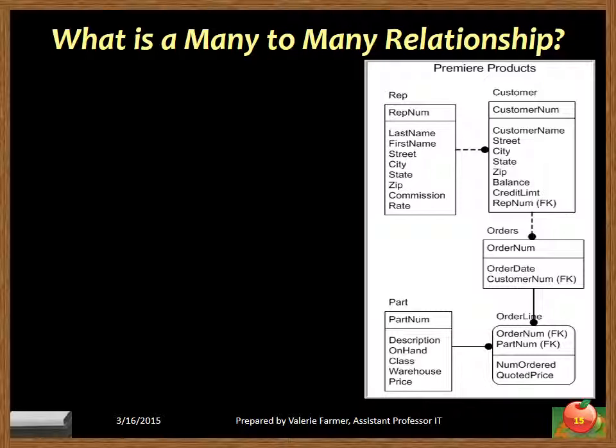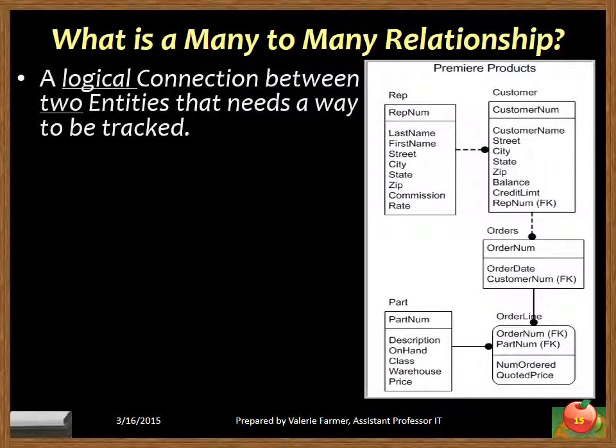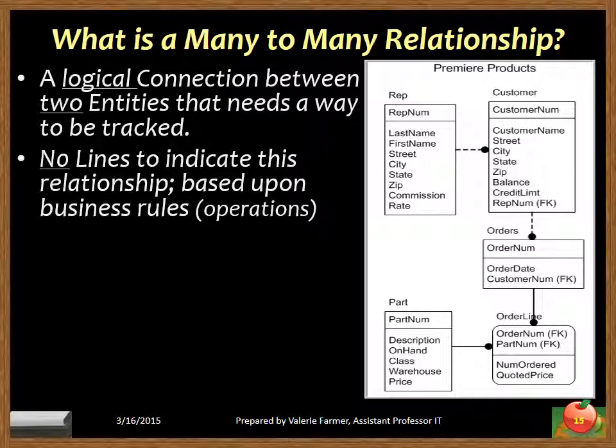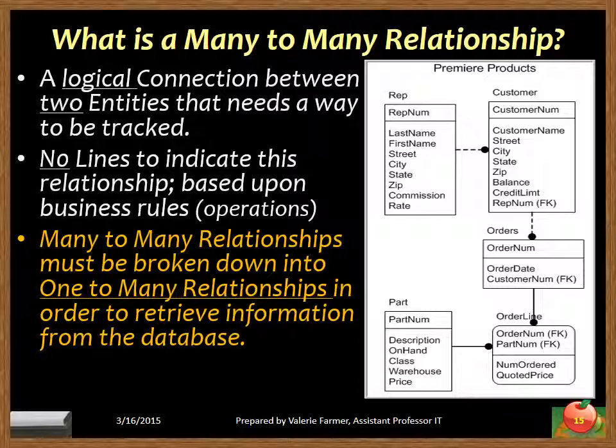What is a many-to-many relationship? It is a logical connection between two entities that need a way to be tracked. There are no lines to indicate this type of relationship. It is based on the business rules, how the company operates. Many-to-many relationships must be broken down into one-to-many relationships in order to retrieve information from the database.